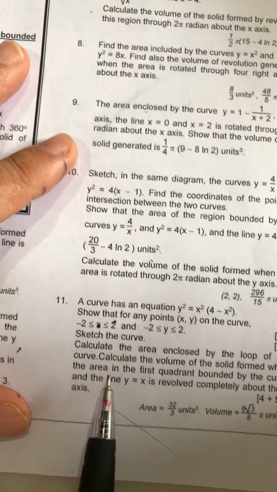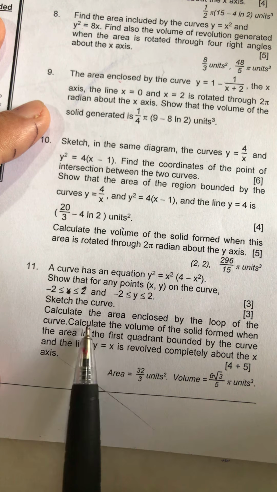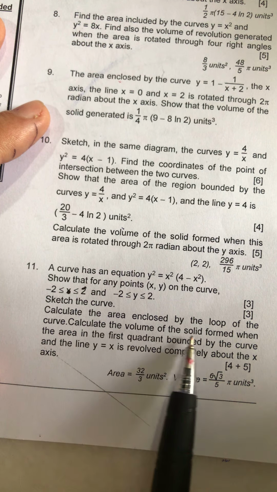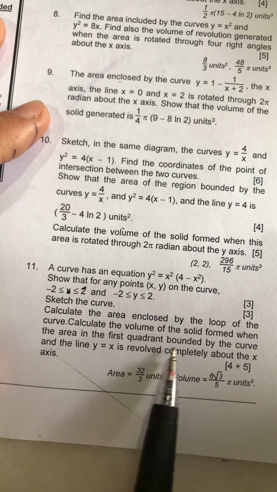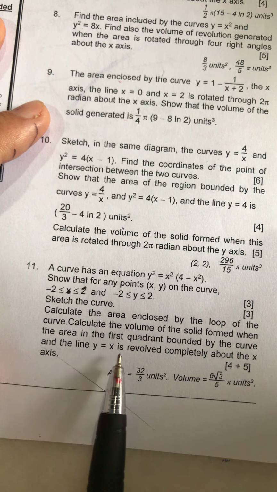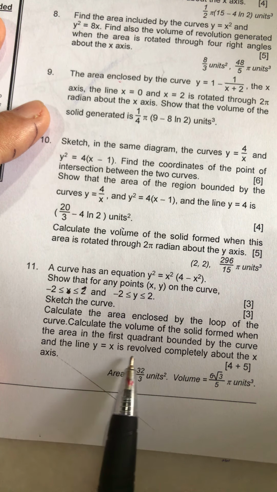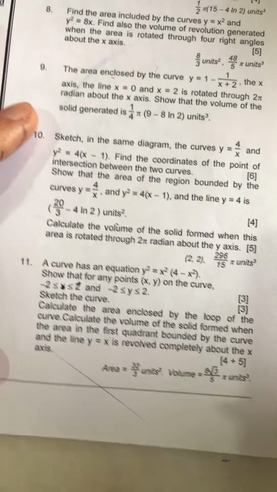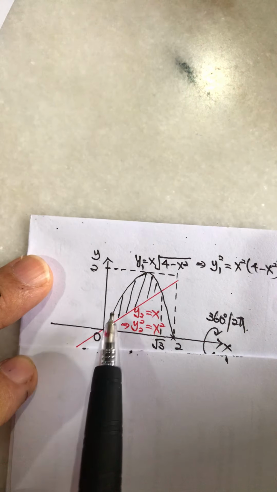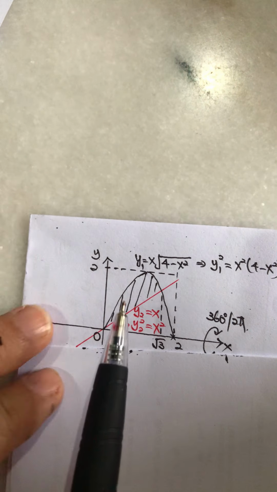After we have found the area just now, now calculate the volume of the solid formed when the area in the first quadrant, they want only the first quadrant, bounded by the curve and the line y equal to x is revolved completely about the x-axis. Remember, this is the x-axis, we rotate about the x-axis. So what is the formula we use for rotating about the x-axis? Okay, you see, that is how our graph looks like. The first quadrant, only the first quadrant.